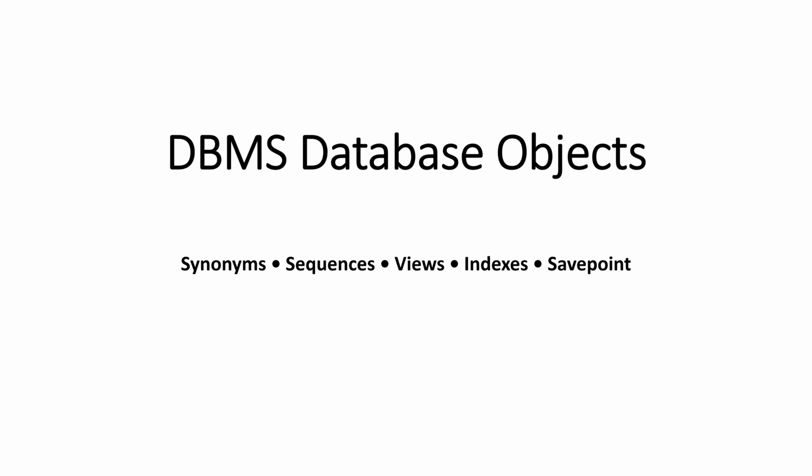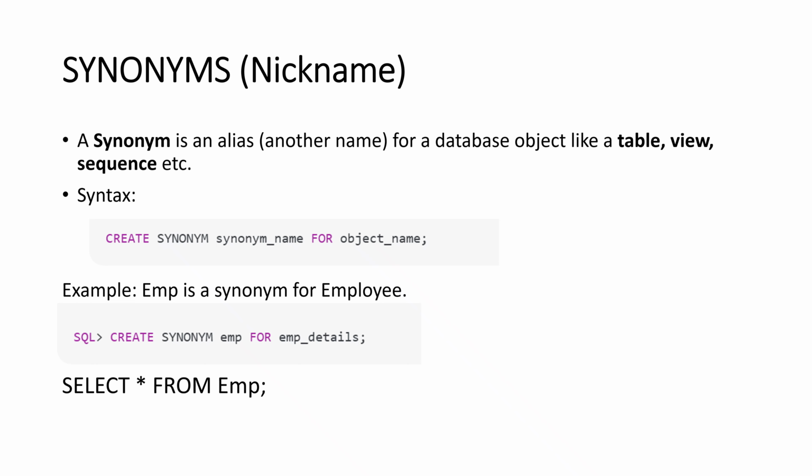Synonyms. A synonym means another name or nickname for a database object. For example, if the original table name is employee, we can create a synonym called EMP. After creating the synonym, instead of writing select star from employee, we can simply write select star from EMP. This makes the query shorter and easier to use.